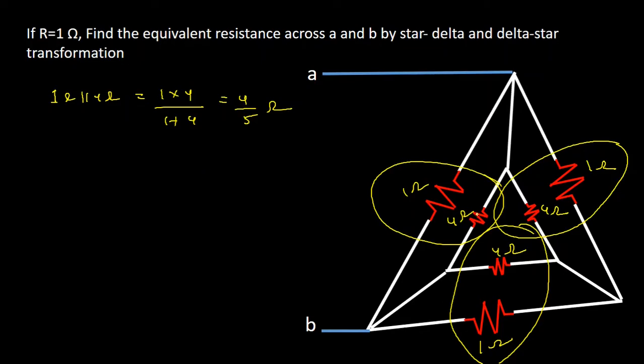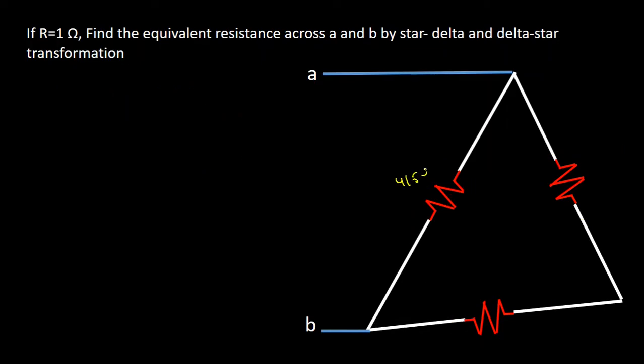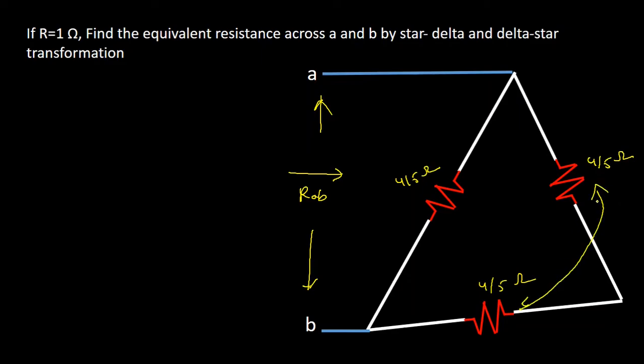Now this circuit will turn like this. This will be 4 by 5 ohm, this will be 4 by 5 ohm, and this also will be 4 by 5 ohm. Now we have to find out the equivalent resistance across A and B. For this we have to see from this direction. When we see from this direction, this 4 by 5 ohm is in parallel with the series combination of this 4 by 5 ohm and this 4 by 5 ohm. That means this 4 by 5 and this 4 by 5 are in series. So first we add these both values. So we get 2 into 4 by 5, which is equal to 8 by 5 ohm.